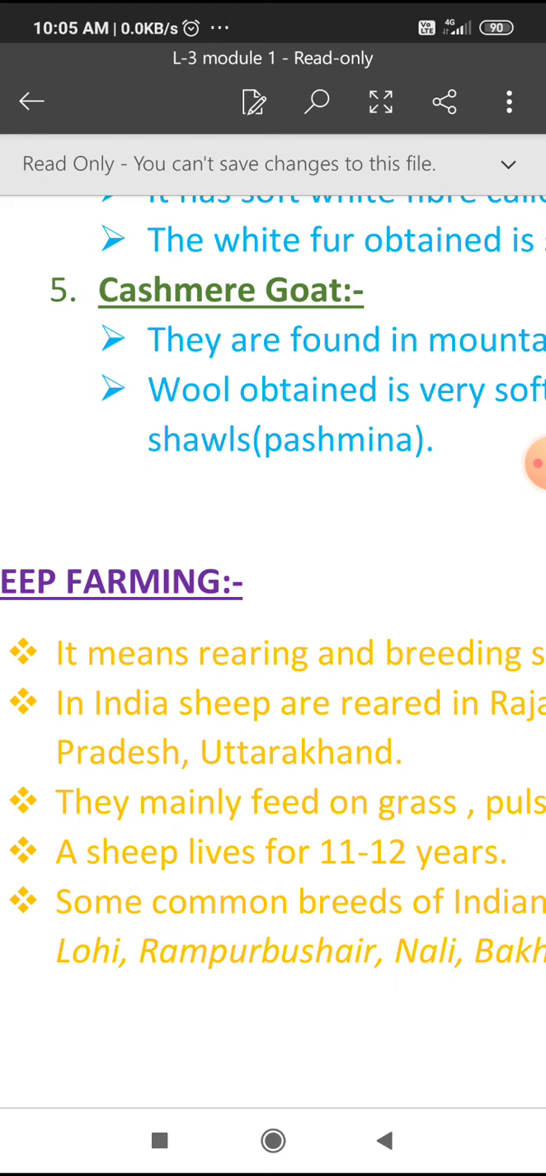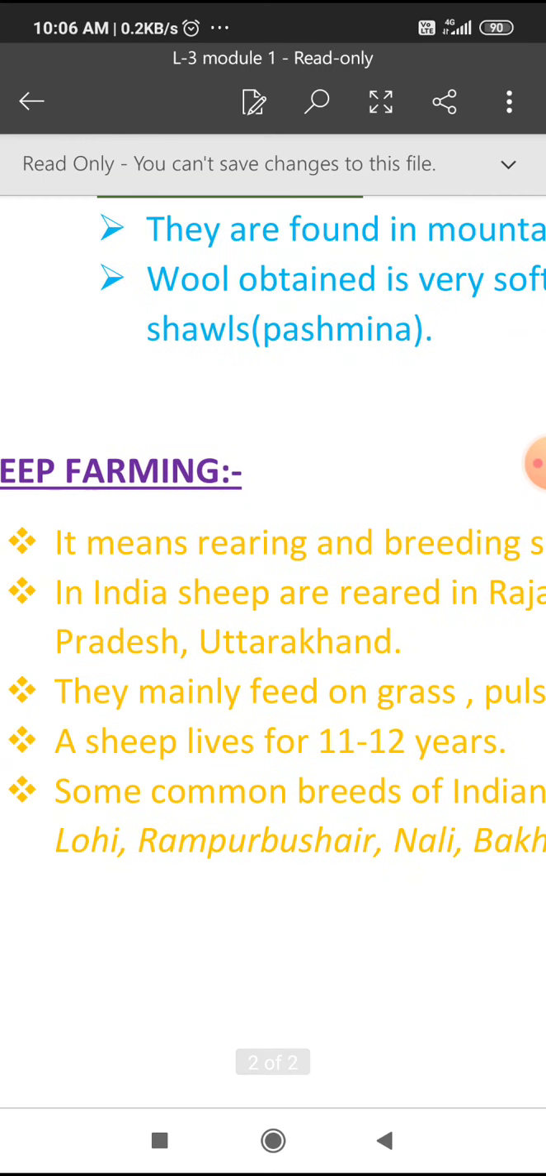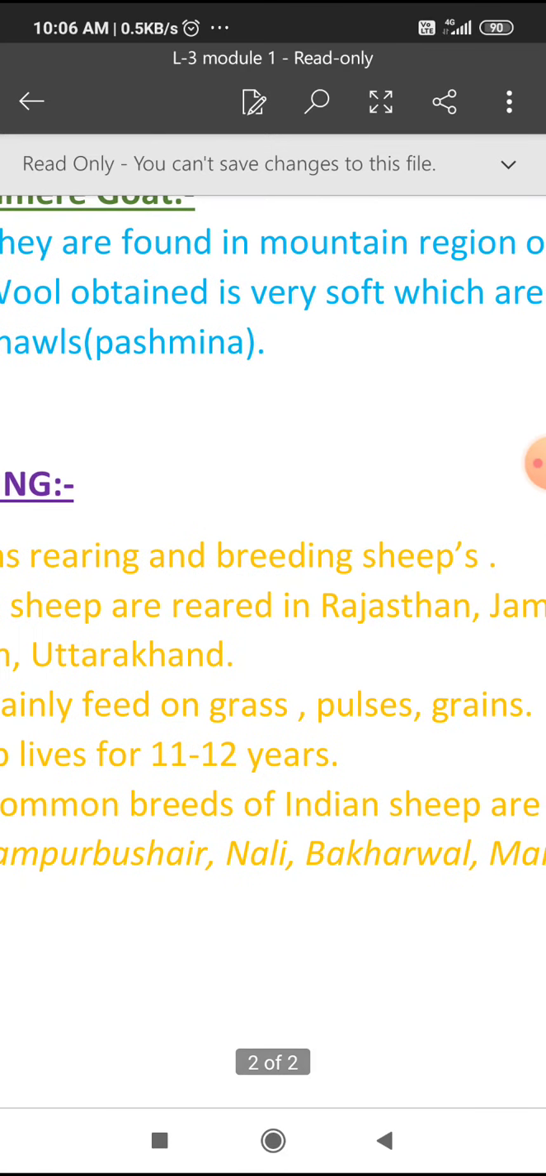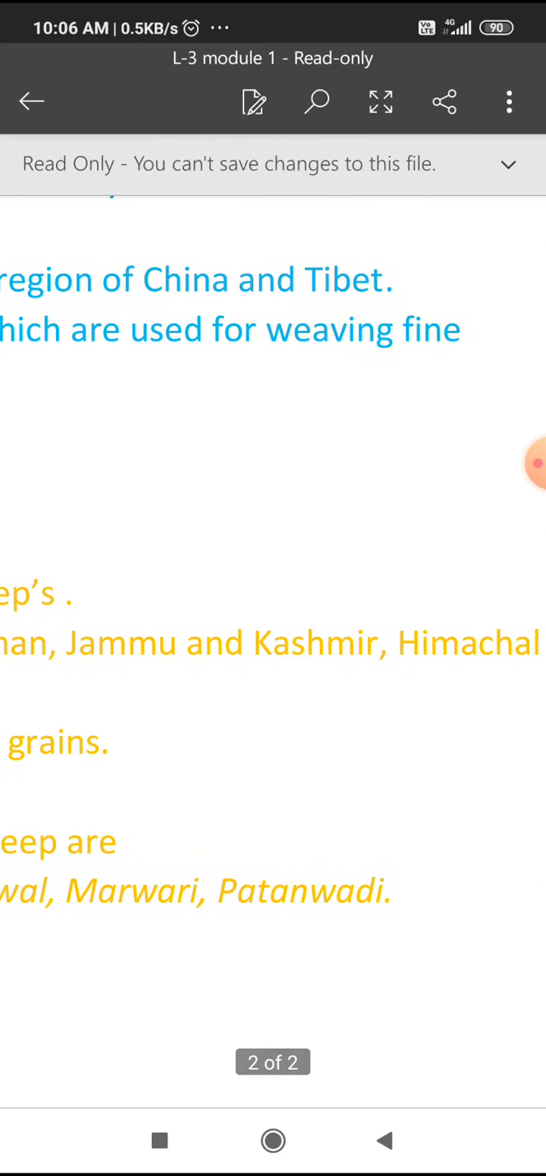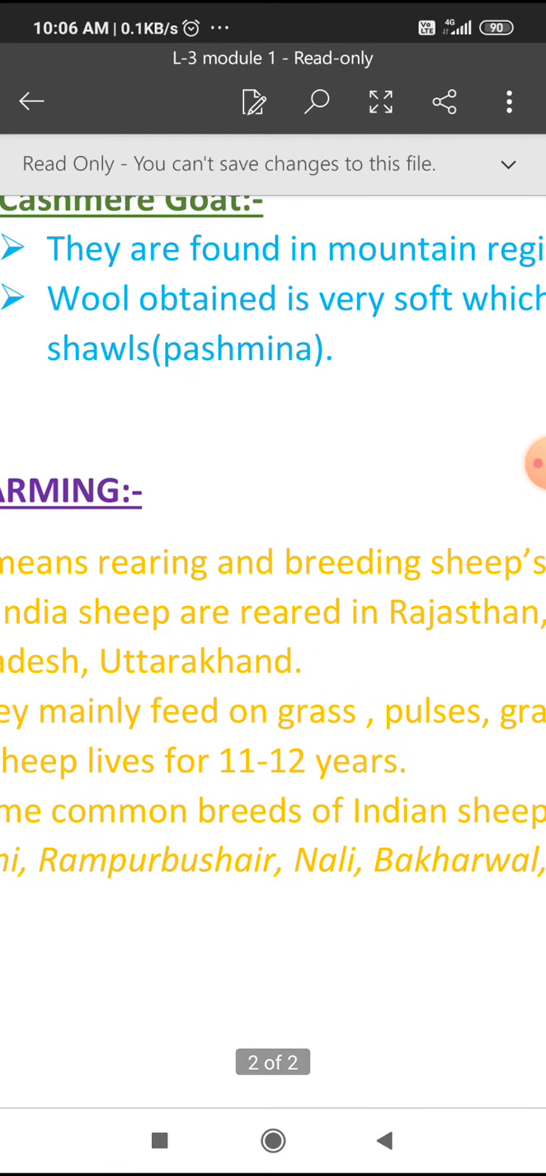There are some good varieties of sheep. Two varieties of sheep are mixed together to get a good hybrid variety, so that they can give very fine quality wool. The important breeds of Indian sheep are Lohi, Rampur Bushair, Nali, Bakarwal, Marwari and Pattanwadi. These are very important names of sheep. You have to remember that.